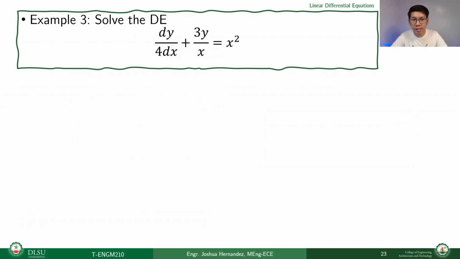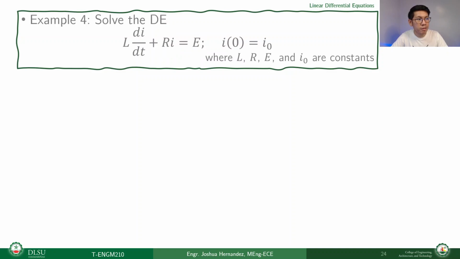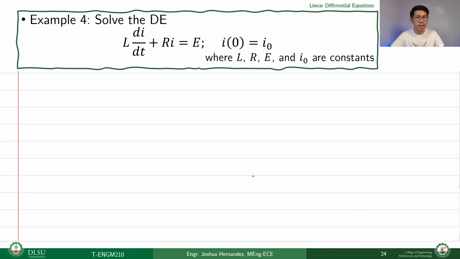Let's proceed to our next problem. We have, yeah, this is kind of an exciting problem. Let's take a look at example number 4: L di/dt + Ri = E, with the condition i at t = 0 equal to i sub 0. So, this is a basic equation, no?